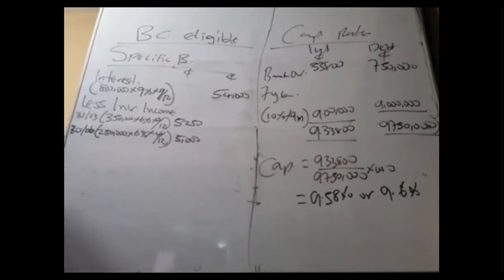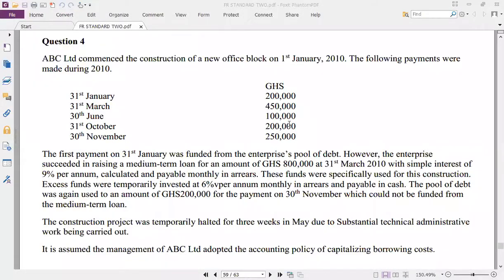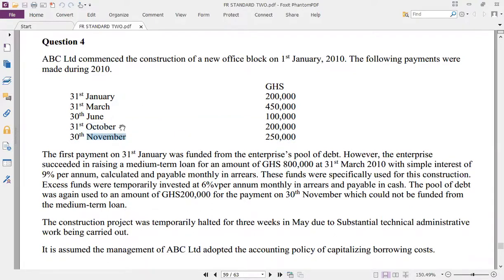Then let's go to the last one. On 31st October, they took 200 out of the 250. So that leaves 50, and that 50 was free until 30th November. From 31st October to 30th November, how many months? October, November, so just 1 month. The 50 will be free for just 1 month. So take note.